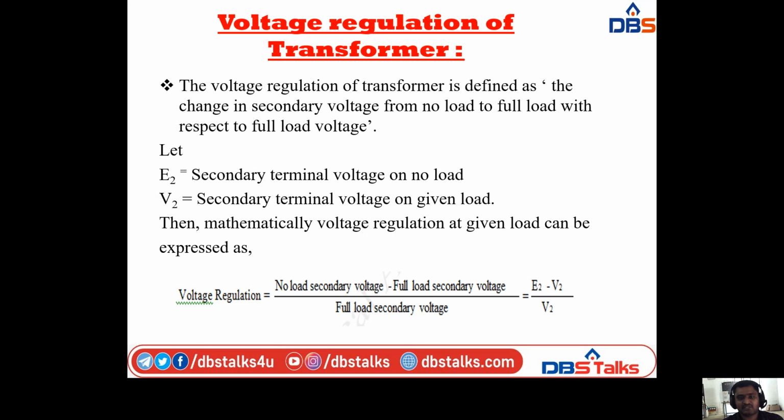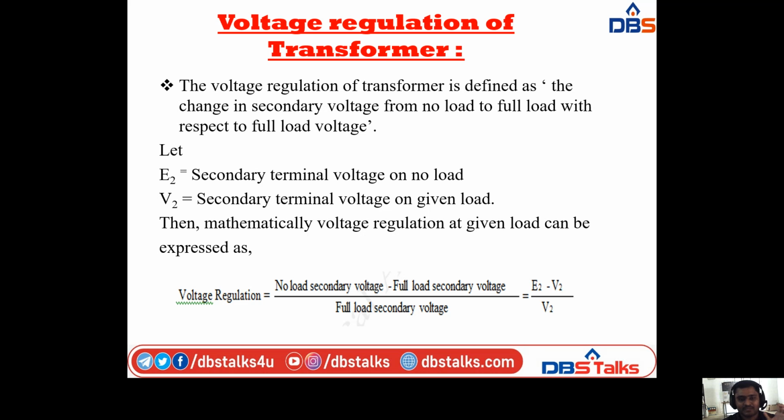The voltage regulation of a transformer is defined as the change in secondary voltage from no load to full load with respect to full load voltage. So this is nothing but the voltage regulation of a transformer. Here we are considering two parameters: let E2 be the secondary terminal voltage on no load, and secondly we are considering V2, the secondary terminal voltage on given load.